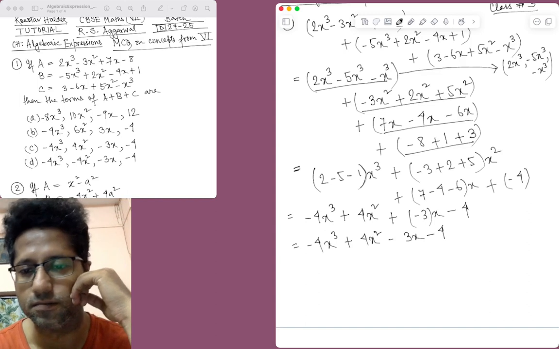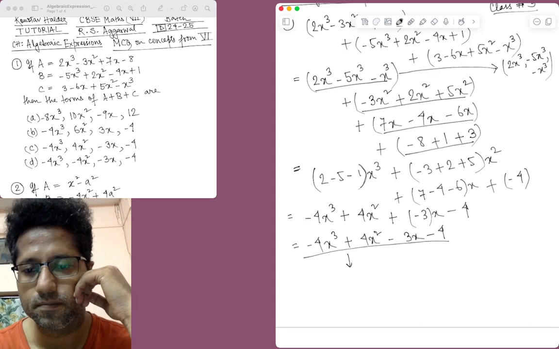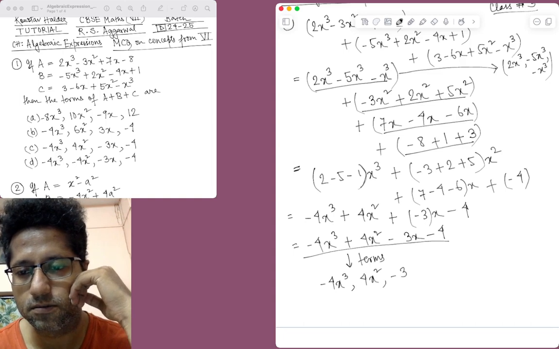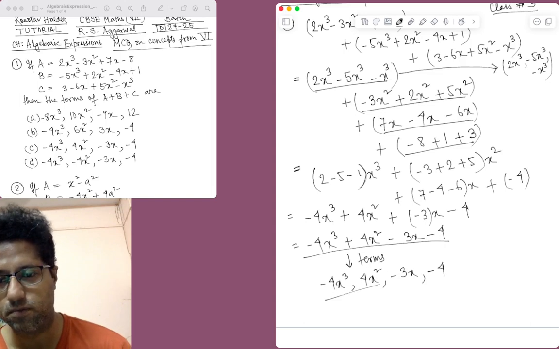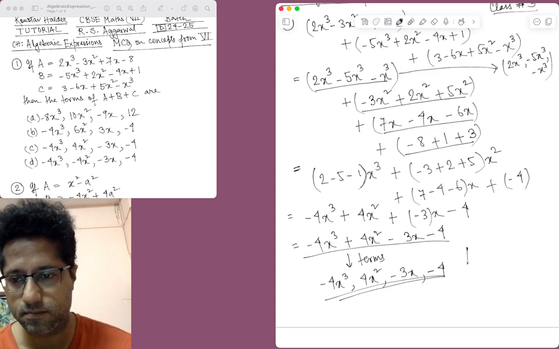Now it is asking for the terms. If this is the final expression, then the terms will be minus 4x cube, 4x square, minus 3x, and minus 4. So this should be the result or the answer. We have to see the correct choice. I think C is the correct choice. C seems to be the correct choice. Yes, so the answer is choice C.